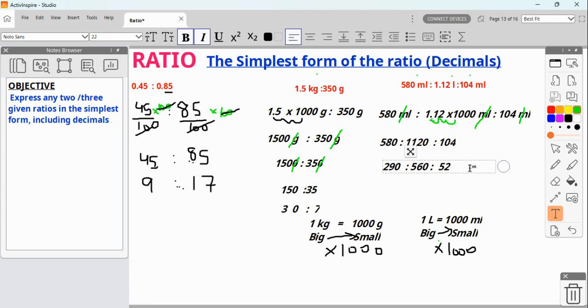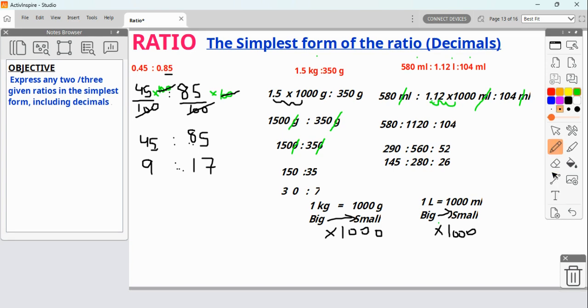Once again we can check all three are divisible by 2. 2 times 1 is 2. 9 divided by 2: 2 times 4 is 8 and 1 is carried forward. 2 times 5 is 10. 290 divided by 2 we got 145. Now we also divide 560 by 2. 2 times 2 is 4, 2 times 8 is 16 and 0. When we divide 52 by 2, we get 2 times 2 is 4 and 2 times 6 is 12. So we got the answer 145 ratio 280 ratio 26.